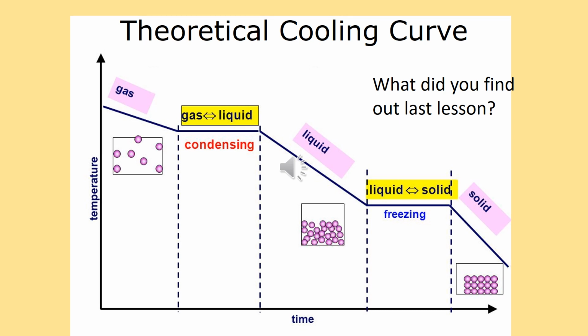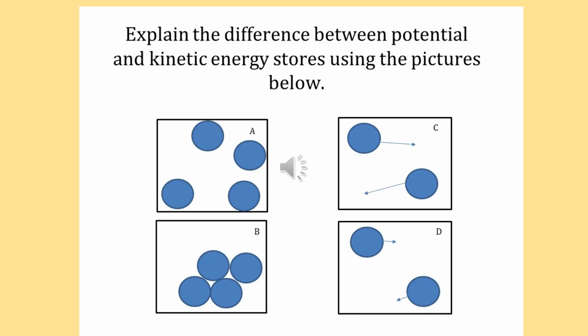This diagram is very important, and you will need to print the Word version of this for later on. Potential energy is about the strength of the attractions or bonds between molecules. So, in pictures A and B, which has the greater potential energy and why? Kinetic energy is about the movement of the particles. In pictures C and D, which has the greater kinetic energy and why?